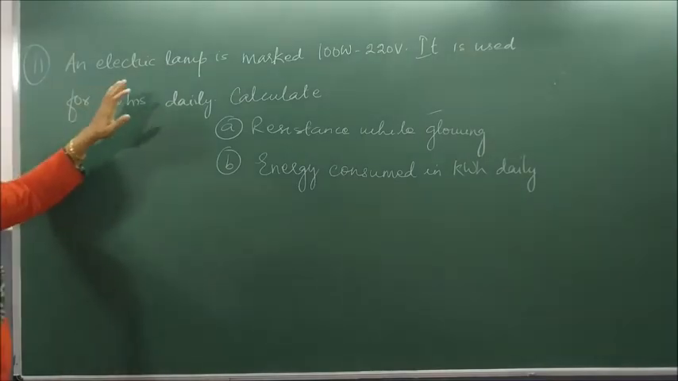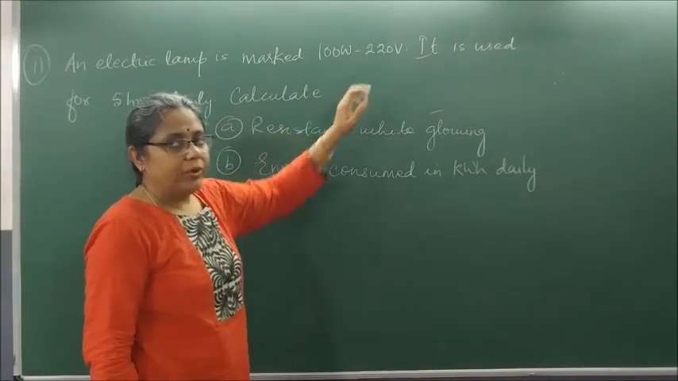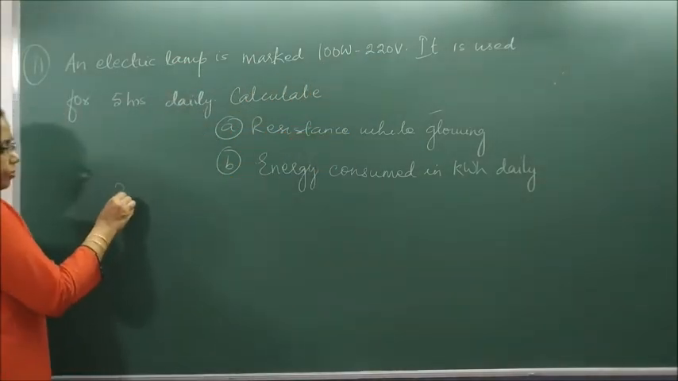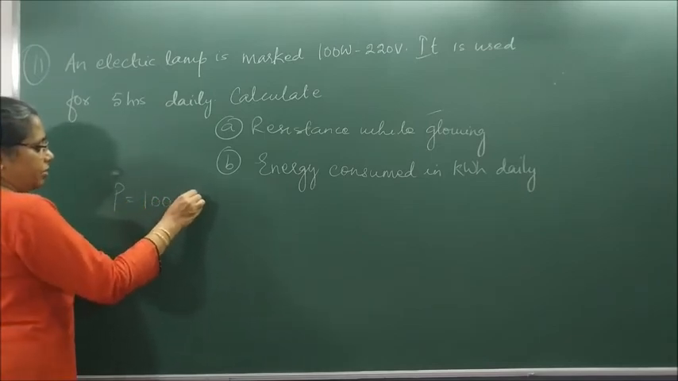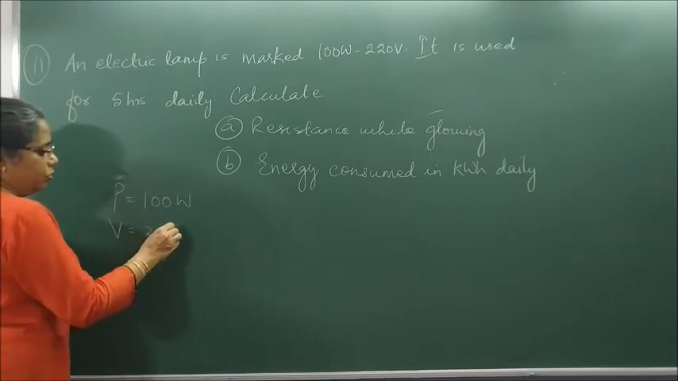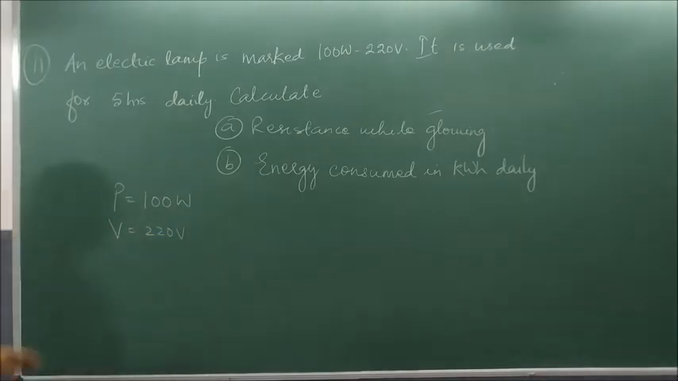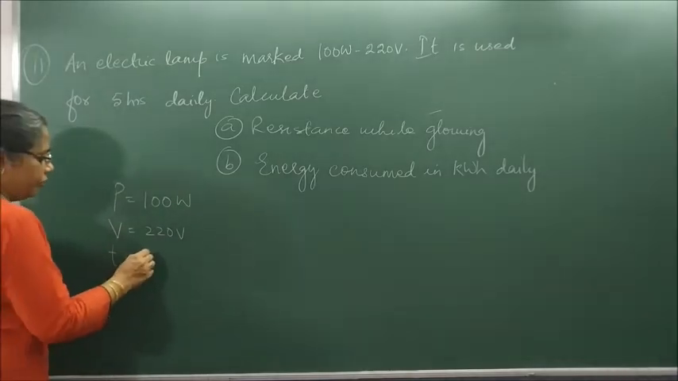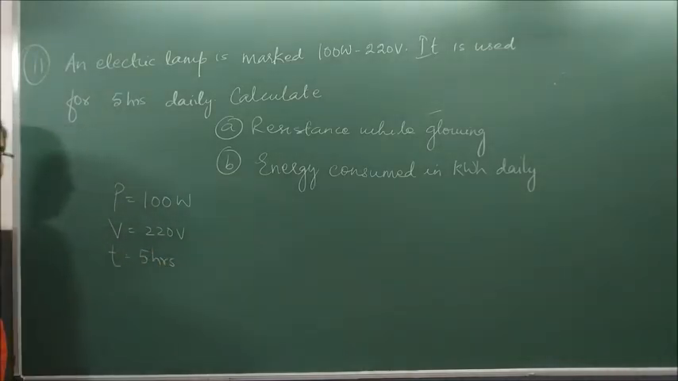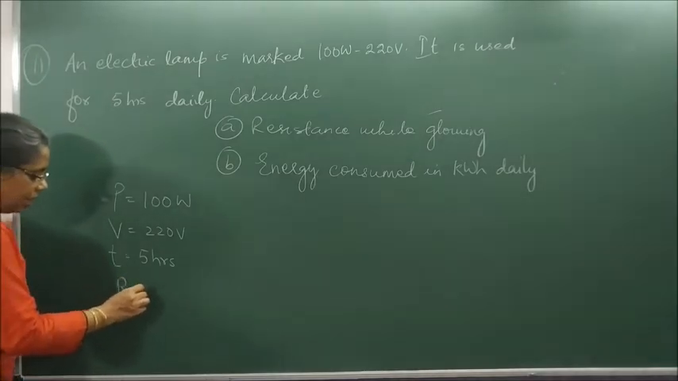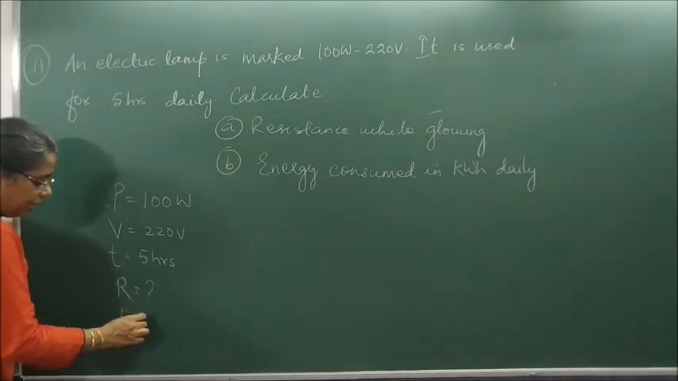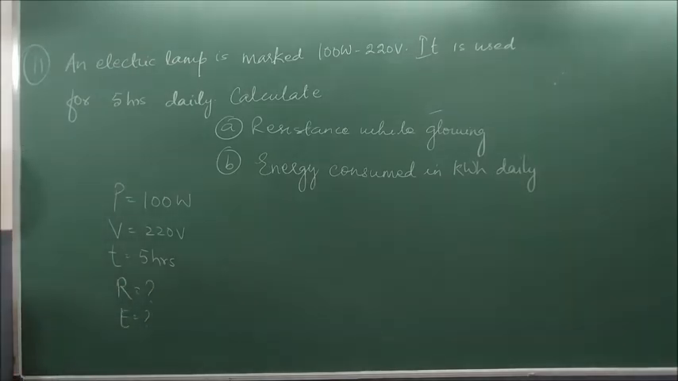It says an electric lamp is marked 100 watt, 220 volts. P is 100 watt. What is V? V is 220 volts. It is used for how many hours? 5 hours. So T is 5 hours daily. Okay, now what are they asking us to calculate? Calculate the resistance while glowing, so I need to find out R. And I also need to find out the electrical energy. Isn't it? So now on the side we will write the formulas.